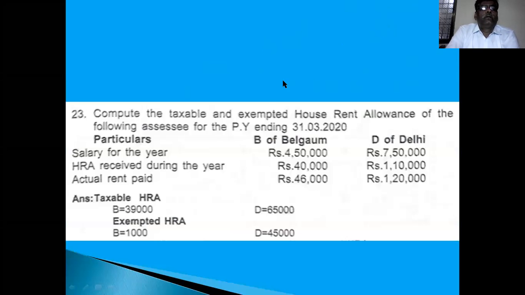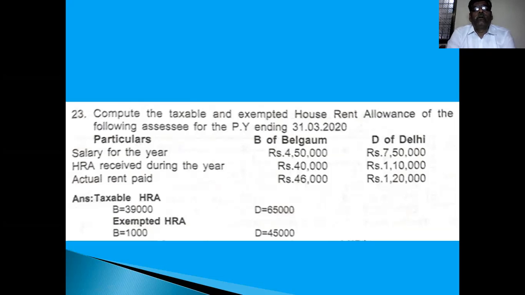Okay, today we see how to calculate the exempted house rent allowance and taxable house rent allowance. This is the question. Compute the taxable and exempted house rent allowance from the following assessee. There are two assessees for the previous year ending 31st March 2020. Particulars: B of Belgaum, D of Delhi. You have to calculate taxable and exempted HRA separately.